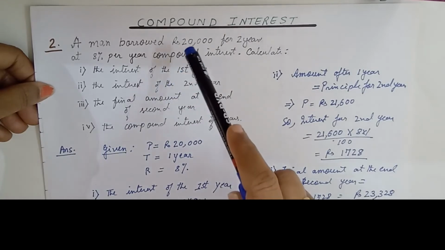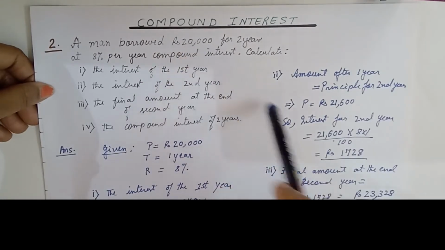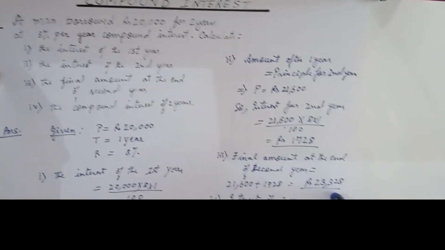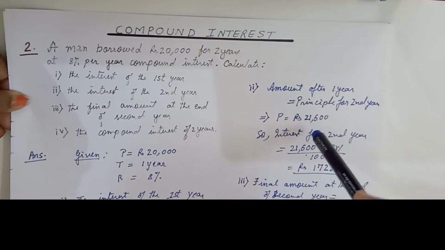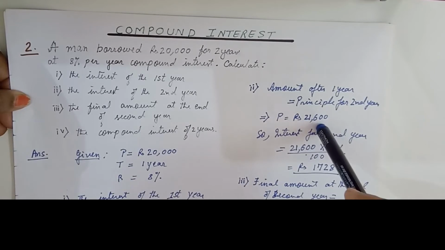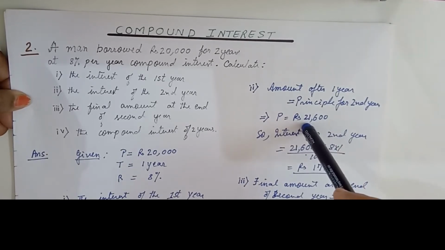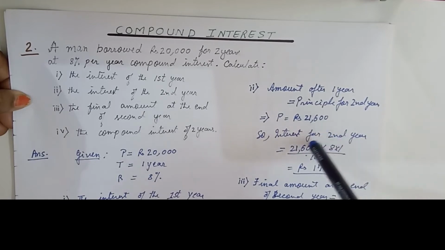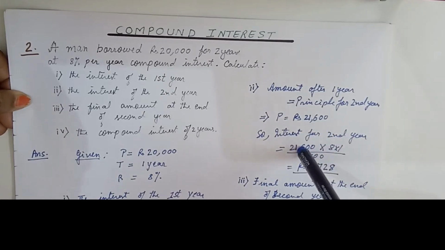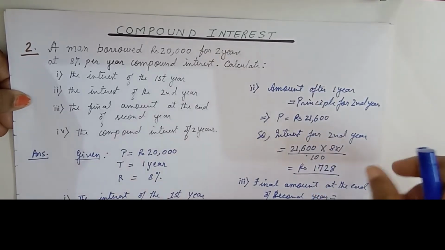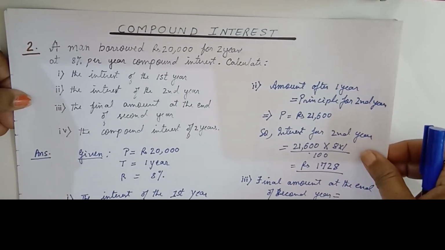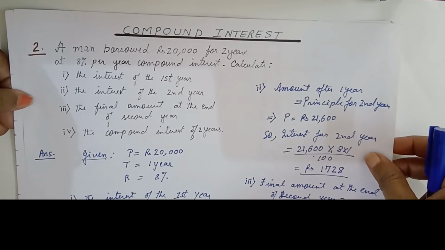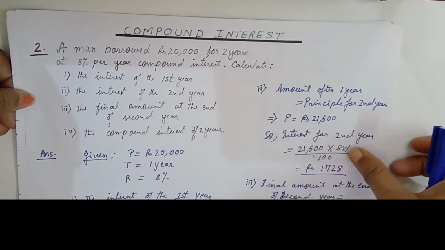Suppose a person has borrowed this money. He can't repay the entire amount at the end of 2 years. So he wants to pay back a little portion of money at the end of 1 year, maybe 10,000. So you'll have to subtract 10,000 from here. So the principal for your second year will be 11,600. Actually, this type of question is there in your textbook in the exercise. So this explanation will help you.